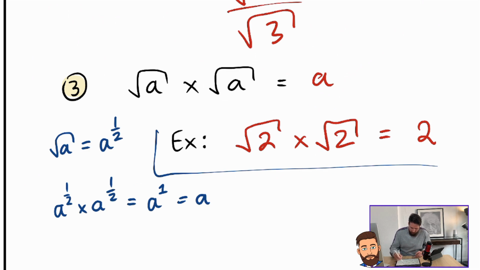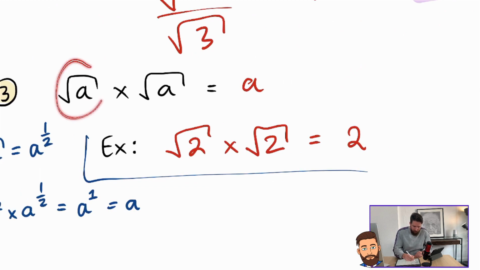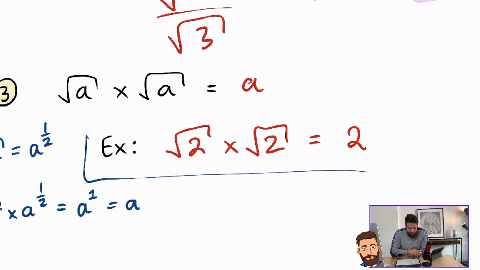So it's not magic. There is a reason behind why the square root disappears, and it is all to do with indice laws. But you just need to know that if you times the same square root together, you get what is inside the root.